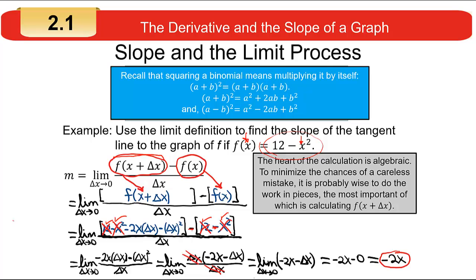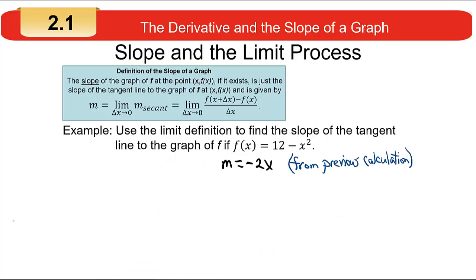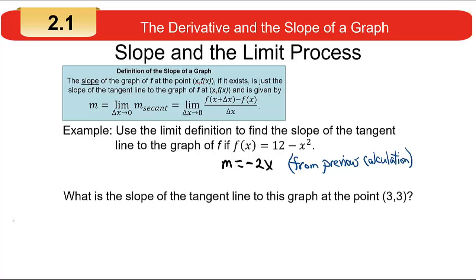But before we leave this problem, let's take that result and go further with it. So what we just found out is that if you have the function f of x equals 12 minus x squared, that the slope of the tangent line is minus 2x for any x value on the curve. So I can ask some other questions. For instance, I could ask you, well, what is the slope of the tangent line to this graph at the point 3, 3? Well, once we have the slope formula, calculating the actual specific slope at that value is as easy as just plugging in.